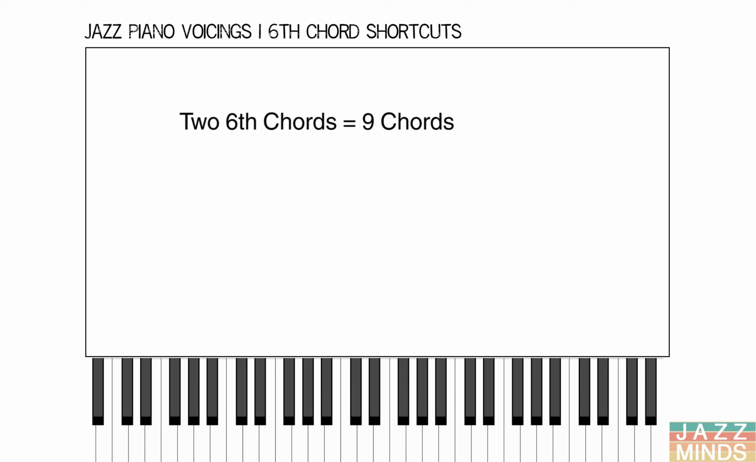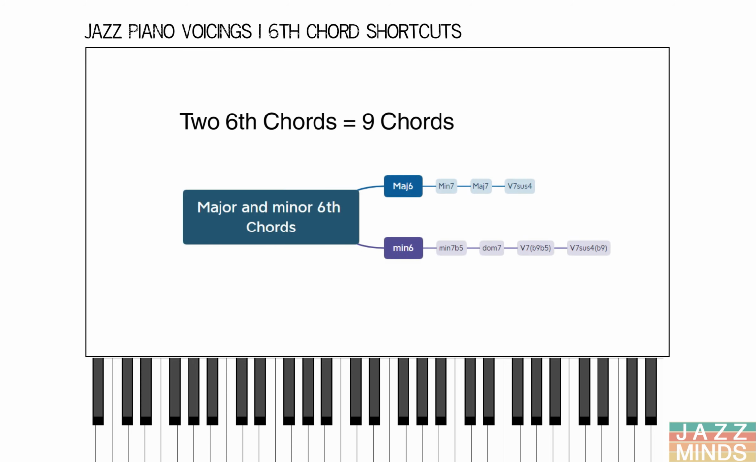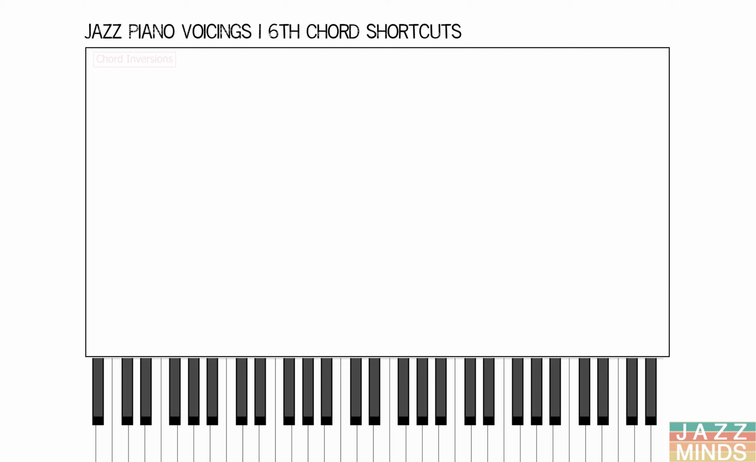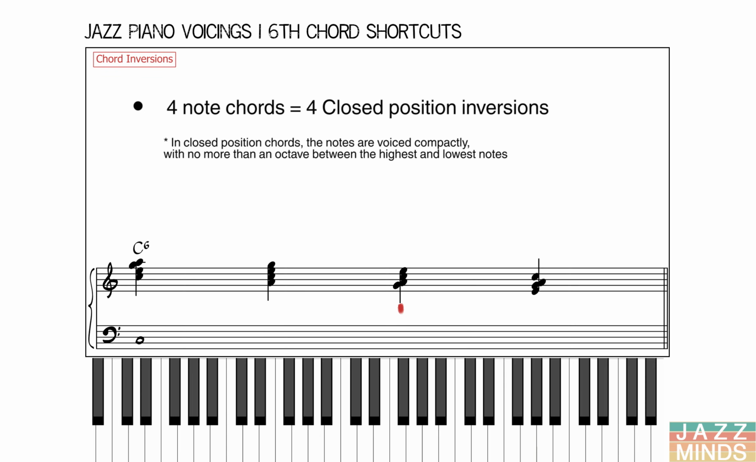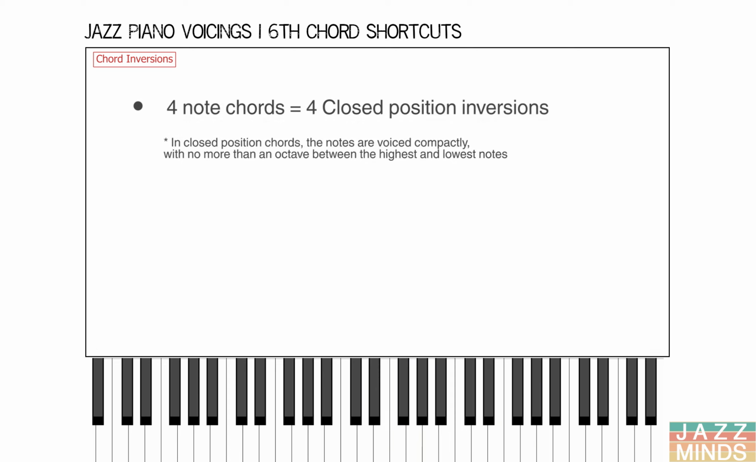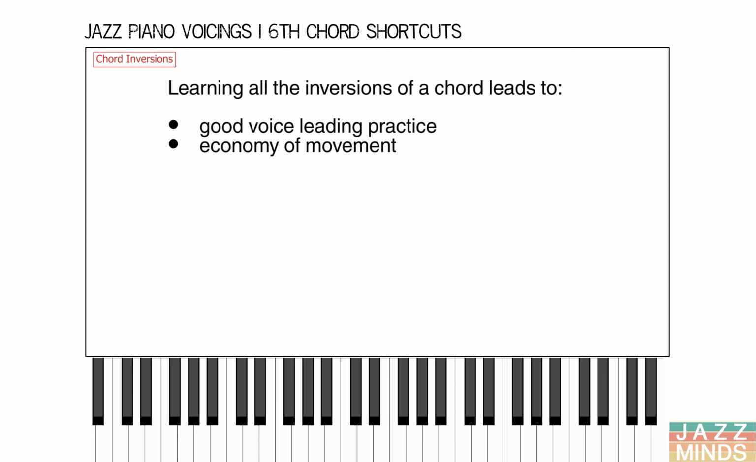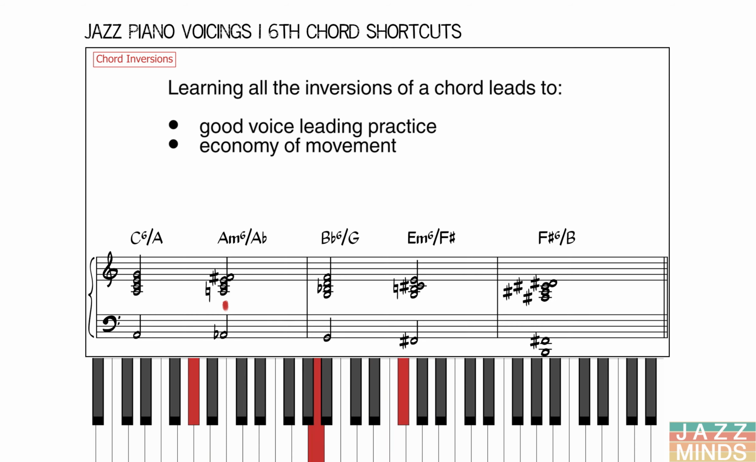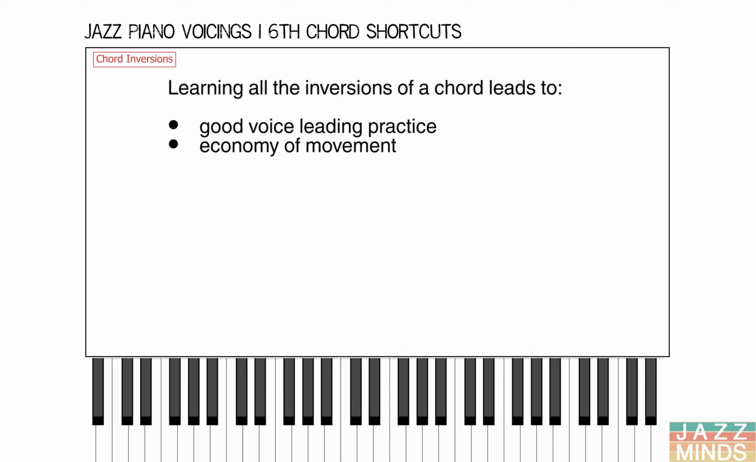So, shortcuts from just two 6th chord shapes, major and minor, will help you learn 9 highly useful chords with sophisticated extensions and color tones. Since each of these 6th chords contains 4 notes, there are 4 different closed position inversions for each chord. This means that when playing chord changes, one inversion of a chord will always be nearby. This is advantageous for both voice leading and economy of movement.